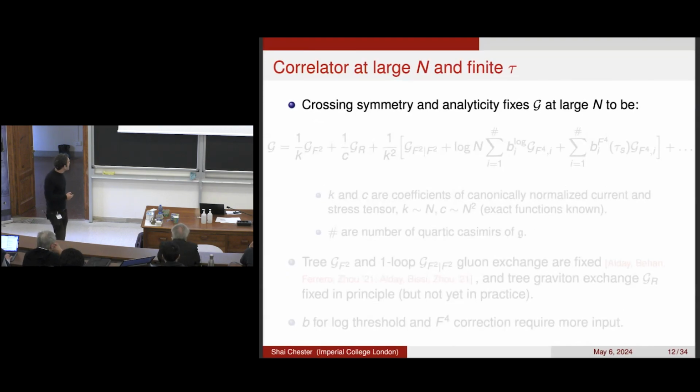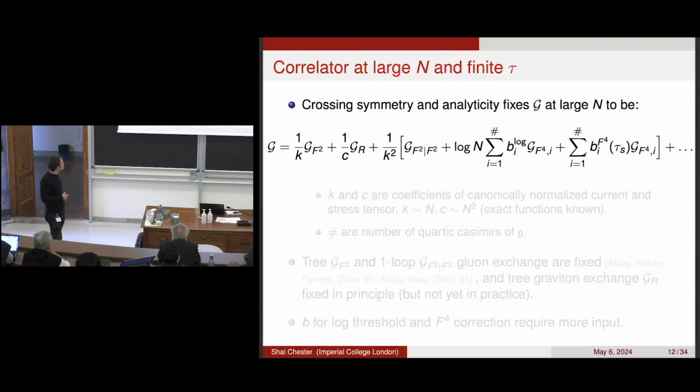First of all, we have crossing symmetry. And then if we study the theory at large n, we also have some expectation of analyticity of the Witten diagrams that should contribute. This is what's called the analytic bootstrap, and it turns out that it fixes the functional form of G in a highly constrained way. At leading order in the large n expansion, there's just a unique function you could write down, which is what I call G F squared.